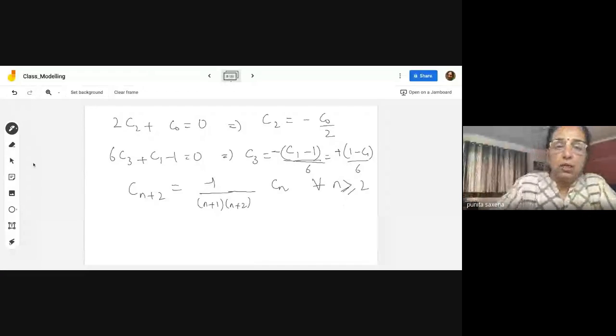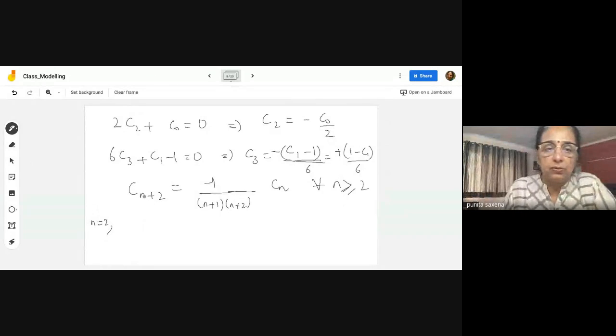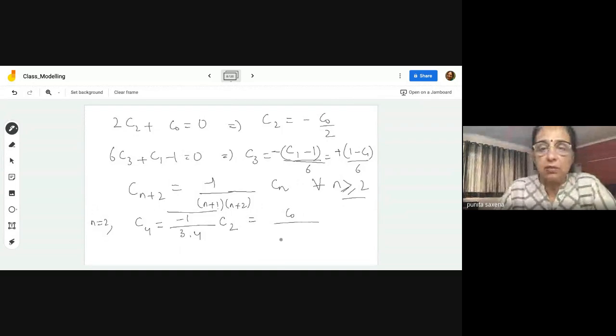Right. So now when you put n equal to 2, because this recurrence relation works for every n more than or equal to 2. So when you put n equal to 2, what do you get? C4. C4 is how much? Minus 1 upon 2 plus 1, 3 into 4, C2. And how much is C2? So this becomes minus minus plus, and this becomes C0 upon 4 into 3 into 2. Am I right? Which is actually nothing but C0 upon 4 factorial.